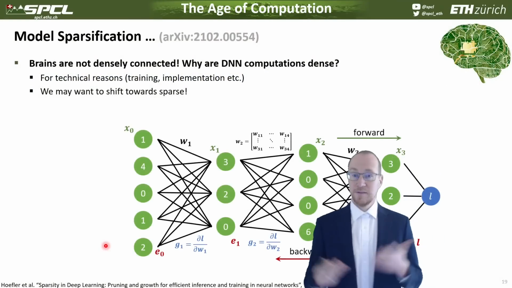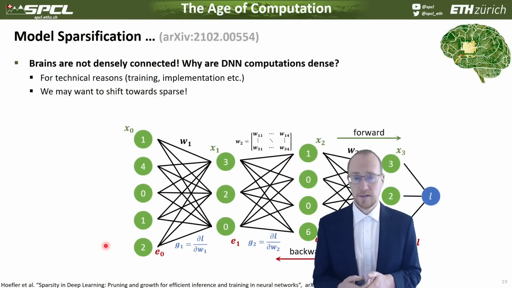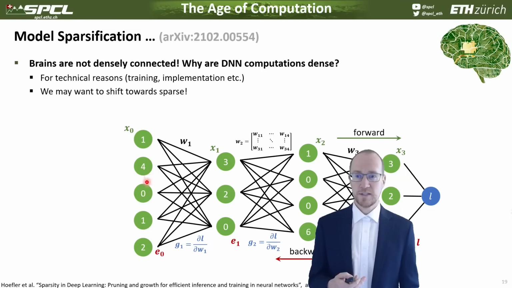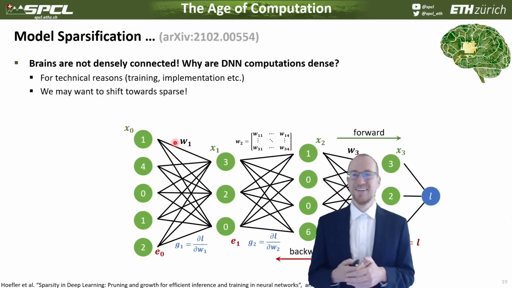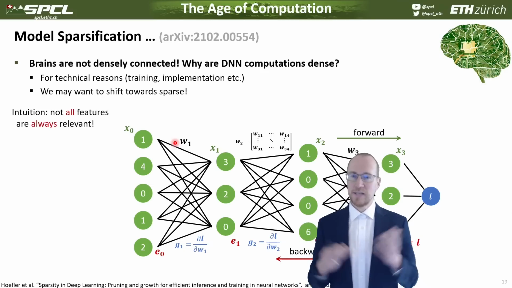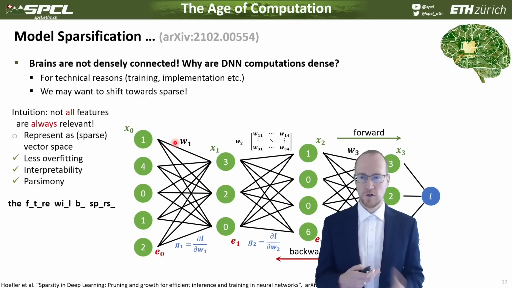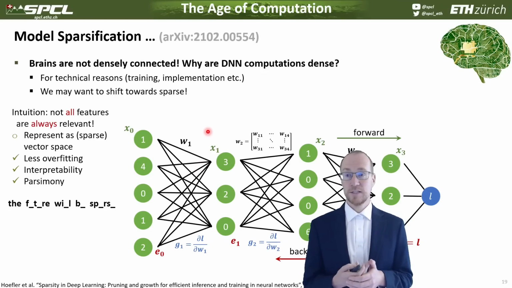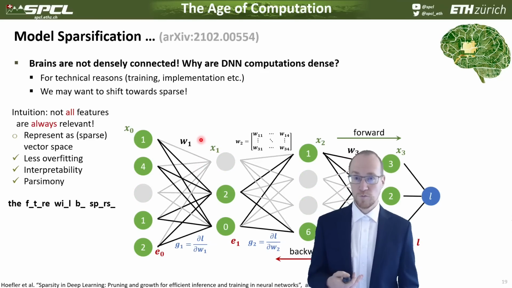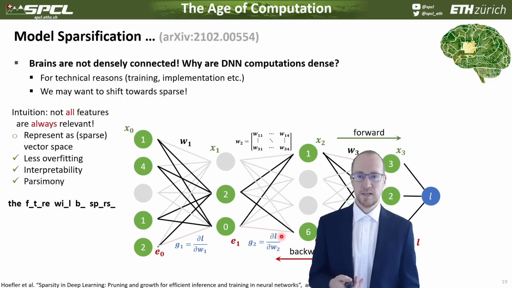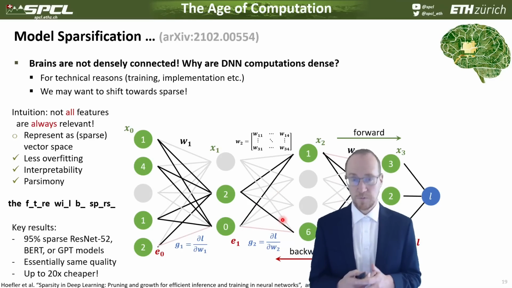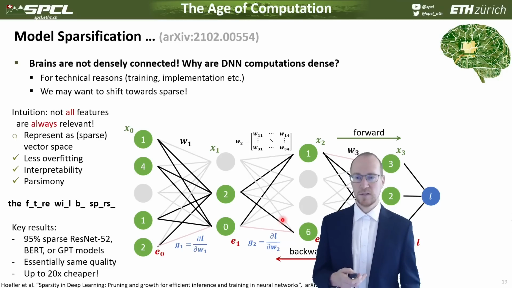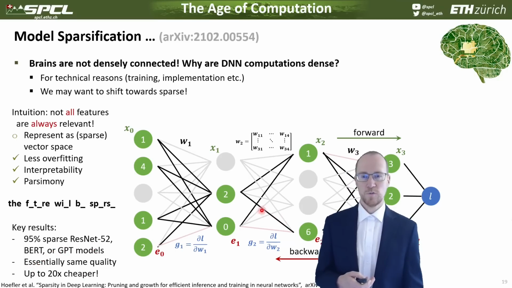Well, the second insight is that brains are not densely connected. So why are deep neural networks dense computations? Why is there dense matrix multiplication between any two layers? Well, again, for technical reasons. So we may want to go towards sparse. The high-level intuition here is that not all features are always relevant, because you can read this sentence even though it's missing about 1/3 of the letters. So that's perfectly fine. At the end, we can remove many of these neurons, many of these weights, and we can even remove weights between neurons where we are not removing the neurons. Turns out that we can sparsify many models to about 95%, which makes them essentially 20 times cheaper.